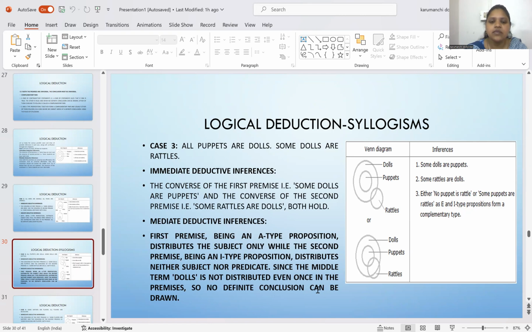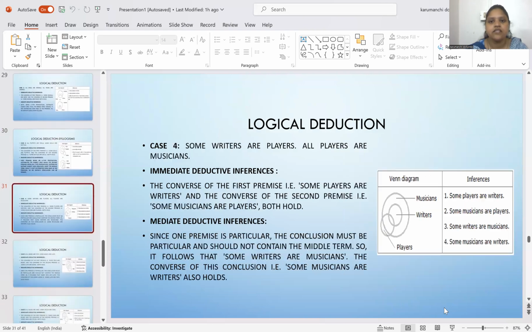Since the middle term is dolls, here you can see the common term is dolls, right? It is not distributed even once in the premises. So we cannot conclude a definite conclusion with these statements. So this is the Venn diagram for this, and these are the inference statements that come out of these premises. So coming to the next case, some writers are players, all players are musicians.